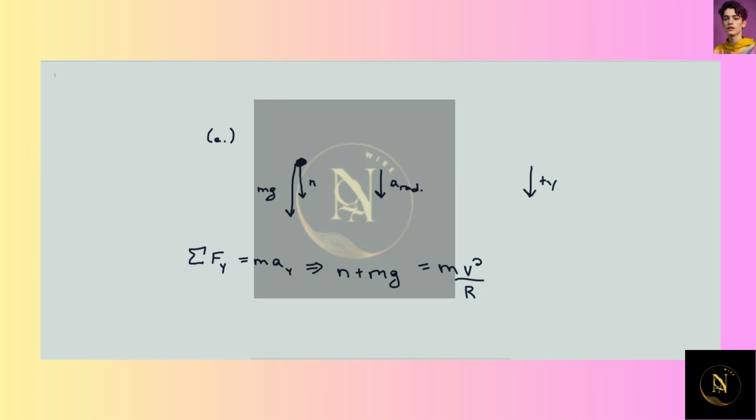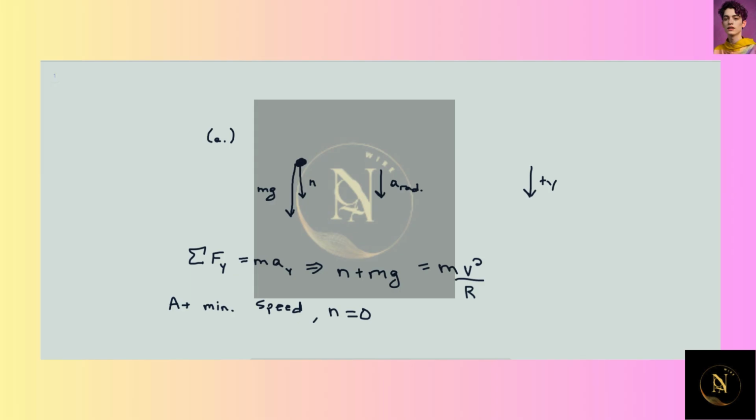Now at the minimum speed, the normal force that the bucket puts on the water approaches zero. So this is the key idea of the problem. At min speed, N is equal to 0. If N is equal to 0, then the water will start falling out of the bucket.